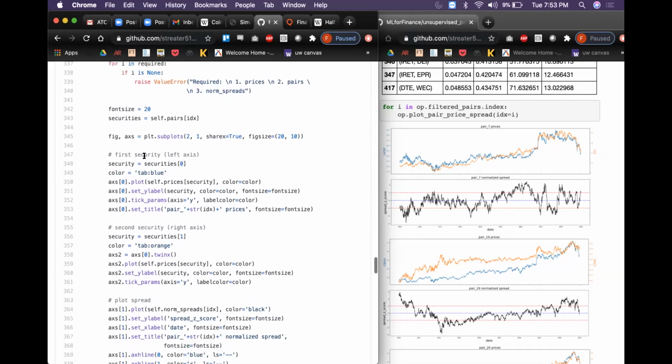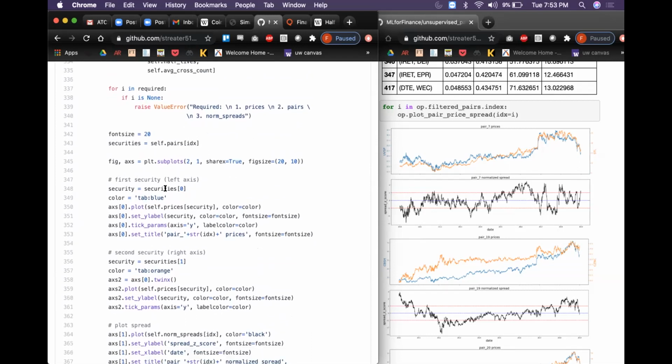So here we are grabbing the securities, which is going to be a pair. For example, it'll be this USVP and STL. So I'm saying set this security as the first one, and then this color tab blue is going to allow me to change the color of the time series for this blue one. So ax0 is indexing into this top axis. And so I'm saying I want this top axis to plot all of the prices that I enter for this security, and we're going to set those to be color blue. And then you can also access the Y label of this.